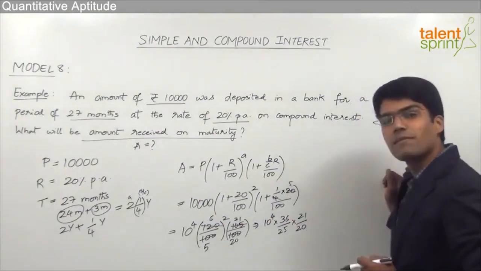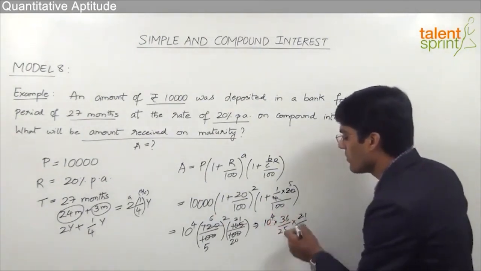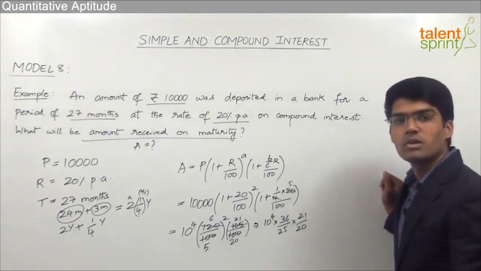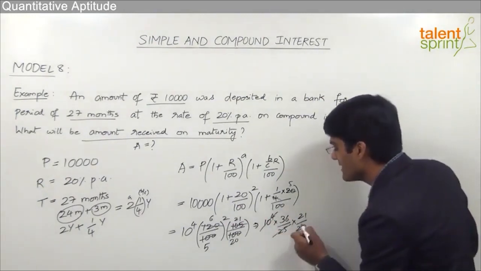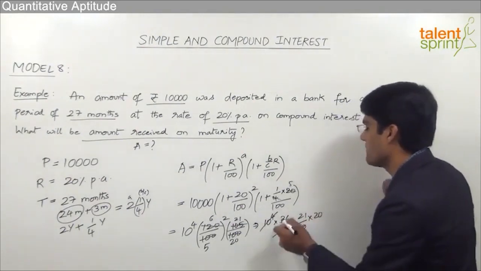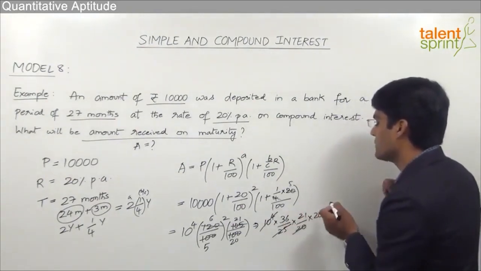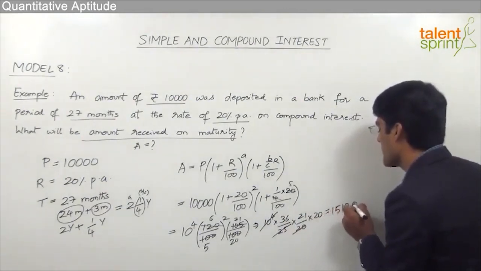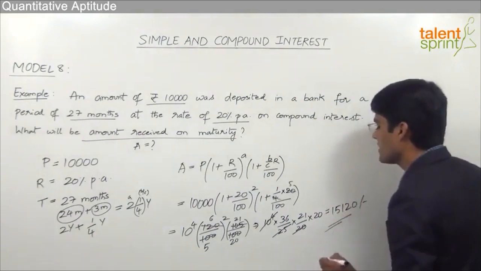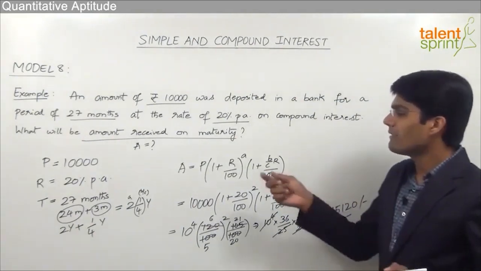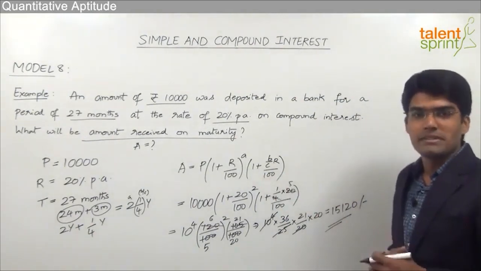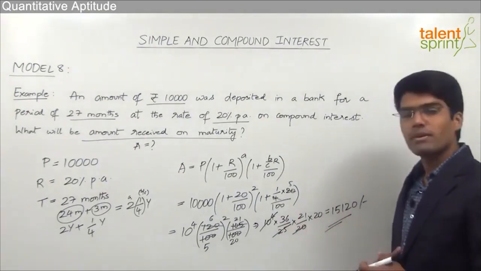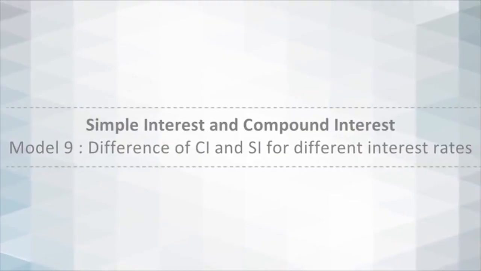25 into 20 is 500, and 10 to the power of 4 divided by 500, or 10,000 divided by 500, would be equal to 20. So this can be cancelled and we get into 20. So the final answer here is 36 into 21 into 20. So the final answer here would be 15,120 rupees. So this is the total amount that we get at the end of 2 years and 3 months, or 2 1/4 years. So simply use the formula and do the proper calculation to get the required answer.